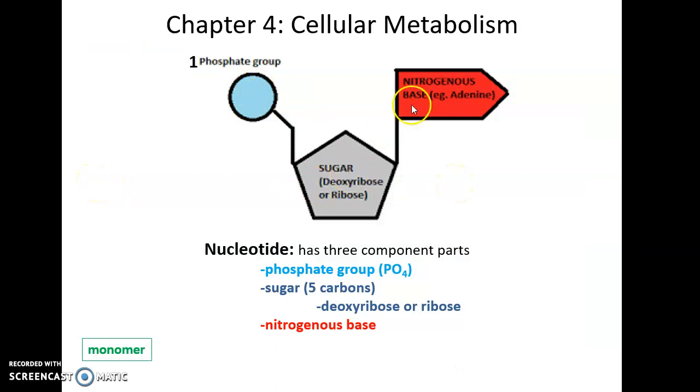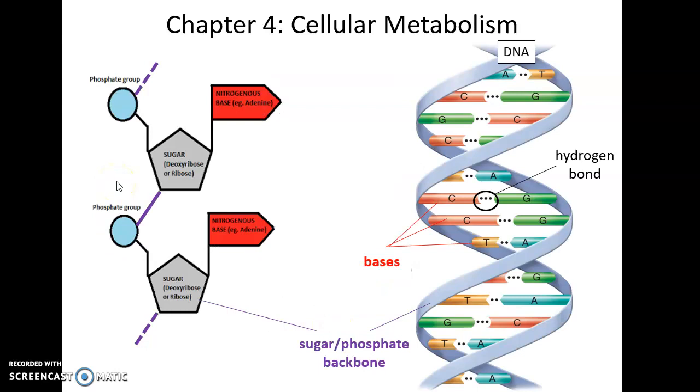All right, the nucleotide is the monomer for nucleic acids. And a nucleotide has a phosphate group, a 5-carbon sugar, and a base. So remember that. 3 components: phosphate group, 5-carbon sugar, either deoxyribose or ribose, and nitrogenous base. You form long chains of these to get DNA or RNA.